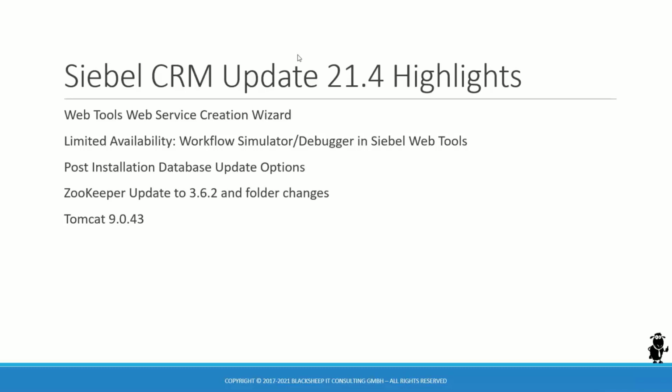There is a new ZooKeeper version, and that's a first too, because for the last 4 years there was the 3.4 ZooKeeper, and now that's 3.6.2. And with the new ZooKeeper come folder changes, not related to ZooKeeper, but we're going to take a look. And on top of that is a Tomcat update to 9.0.43. All right.